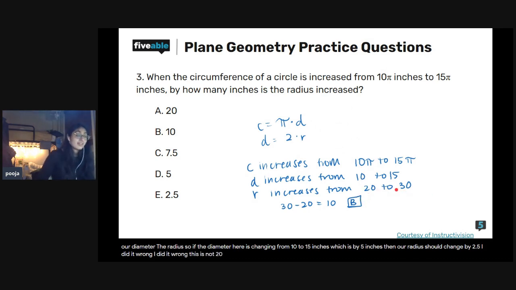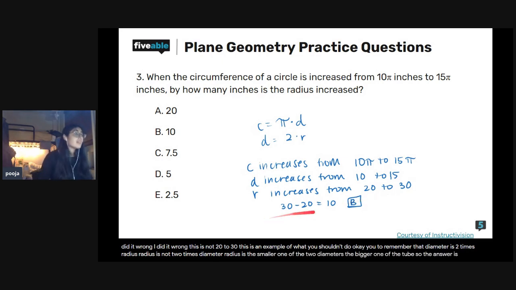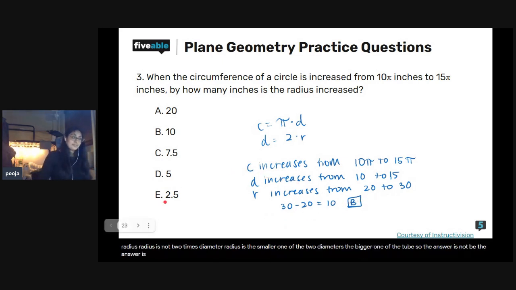This is not 20 to 30. This is an example of what you shouldn't do. Okay? You need to remember that diameter is 2 times radius. Radius is not 2 times diameter. Radius is the smaller one of the two. Diameter is the bigger one of the two. So the answer is not B. The answer is E. Okay?